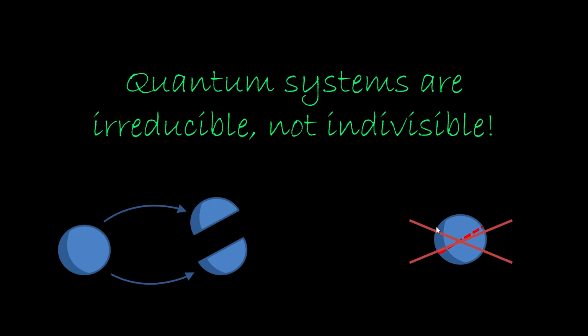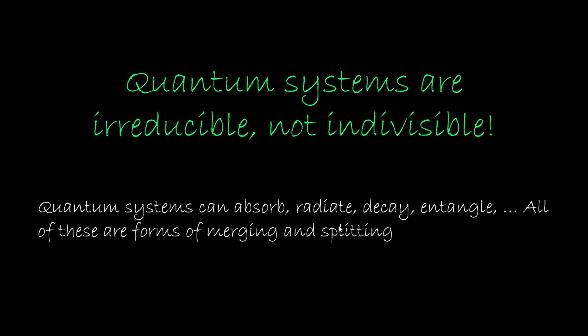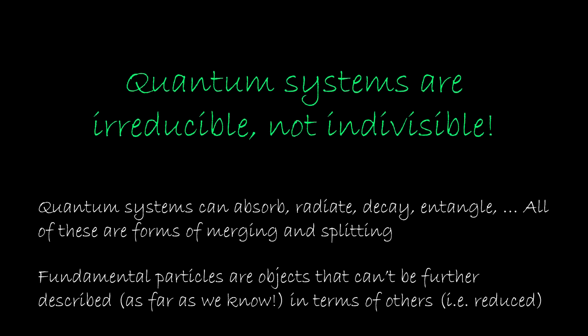That is, the description of a quantum system cannot be indefinitely refined into subsystems and subsystems and subsystems. That is the issue. That's what makes it quantum. We have a limit beyond which we cannot go. Even if there were parts doing something, that dynamic, that information is not accessible to us. It is beyond what can be described. Quantum systems, in fact, can absorb, radiate, decay, entangle, and all these are forms of merging and splitting. A fundamental particle, therefore, is not an indivisible, immutable object. It is an object that, as far as we can tell, has no discernible substructure. We cannot describe the object in terms of another.